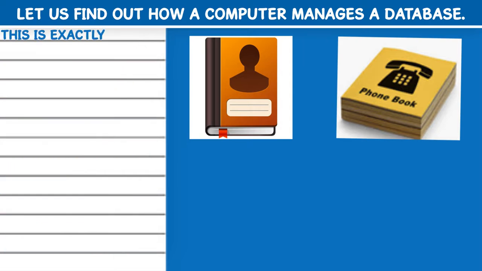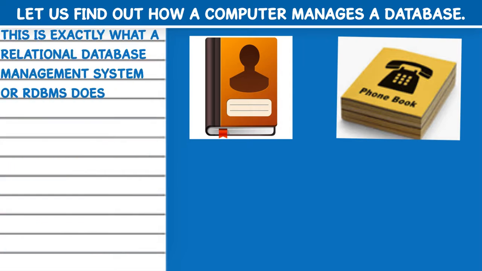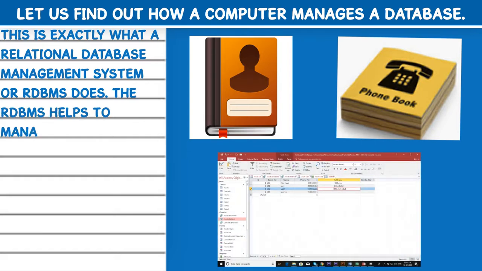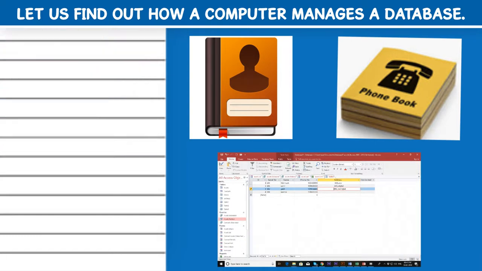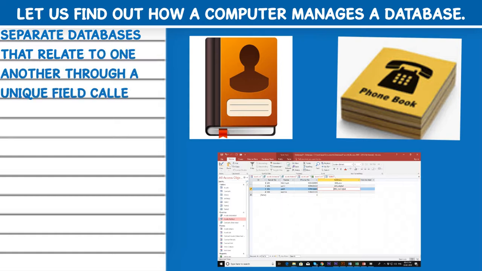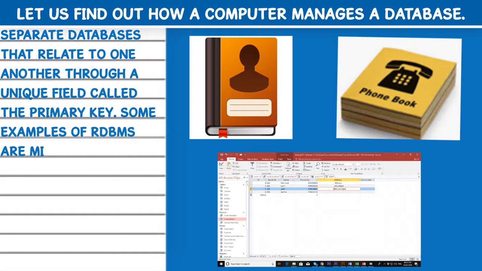This is exactly what a Relational Database Management System or RDBMS does. The RDBMS helps to manage information from several separate databases that relate to one another through a unique field called the primary key. Some examples of RDBMS are Microsoft Access, Oracle, and Sybase.